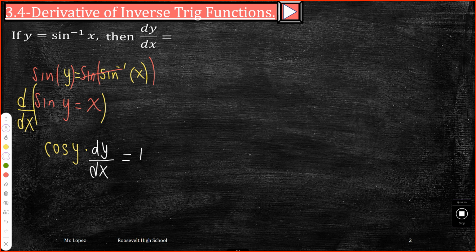Okay, so now we got the dy dx by itself. Oh, no, not by itself. We can put it by itself by getting rid of this cosine y. So how do I get rid of this cosine y? Divide by cosine y. And now we got dy dx by itself. So dy dx is going to equal 1 over cosine y.